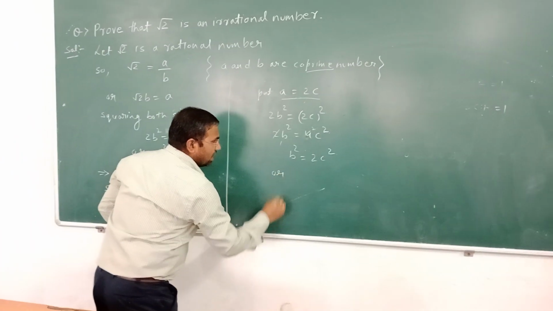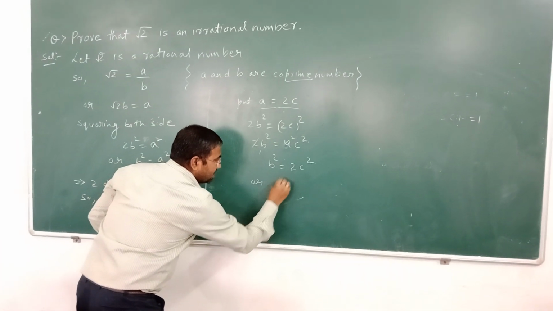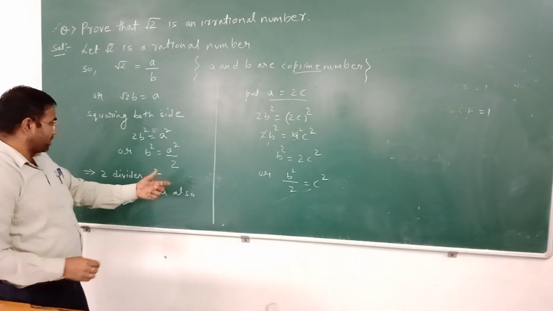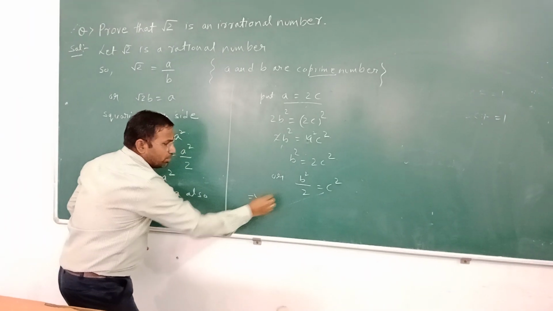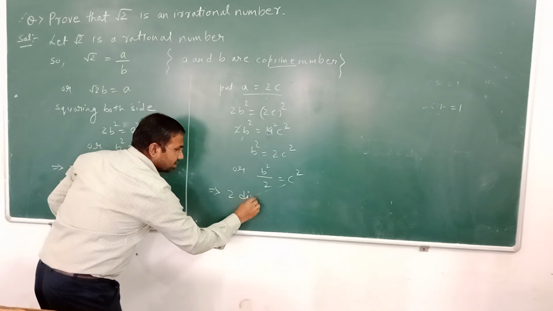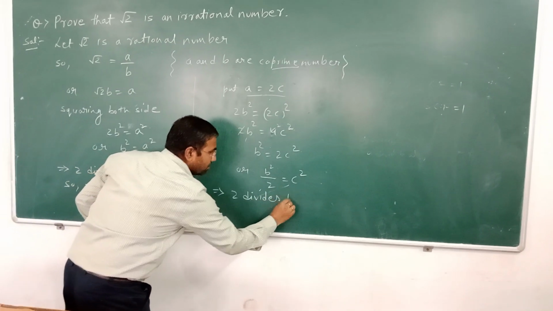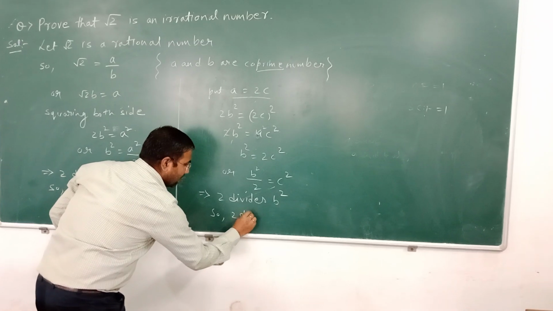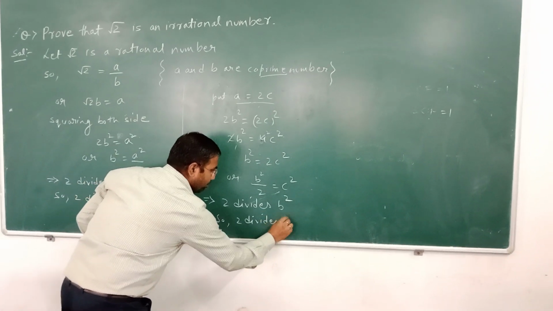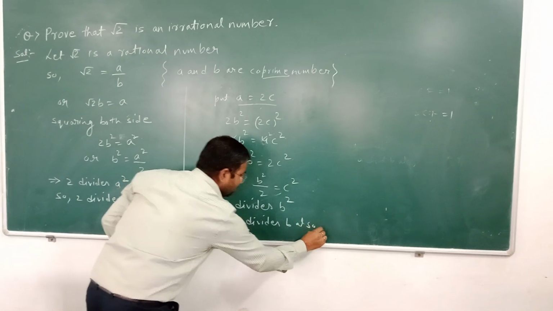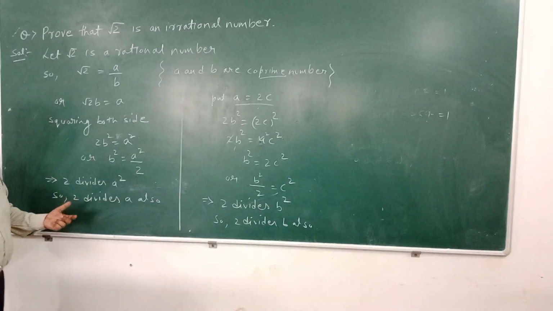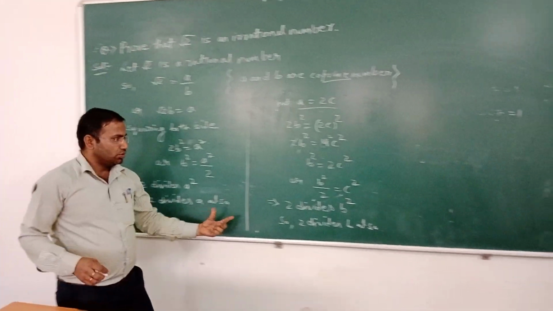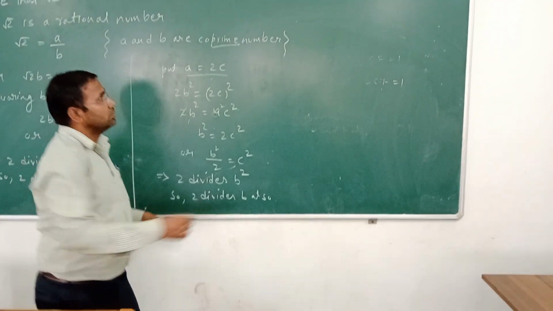Now this can be written as b square upon 2 is equal to c square. Now this statement implies that 2 divides b square, so 2 divides b also. 2 divides b also. Okay. Now we can see that 2 divides a also, and 2 divides b also.